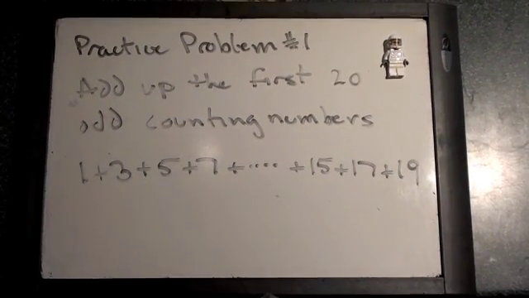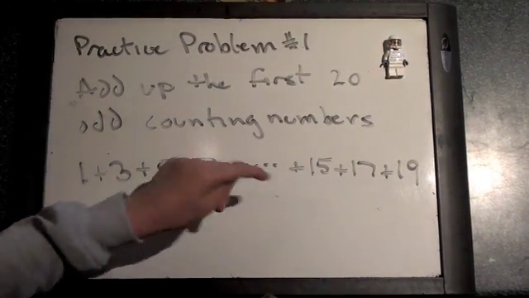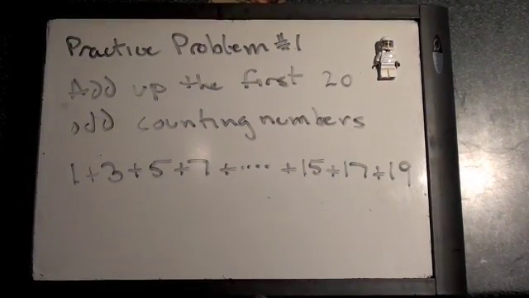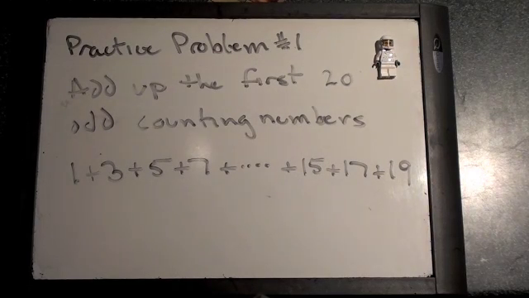Yeah. What do we have to do? Gotta add up all these counting numbers up to 20. Up to what? Up to 19. What kind of numbers are we adding up? Odd counting numbers. Okay, so how would you like to approach this problem?